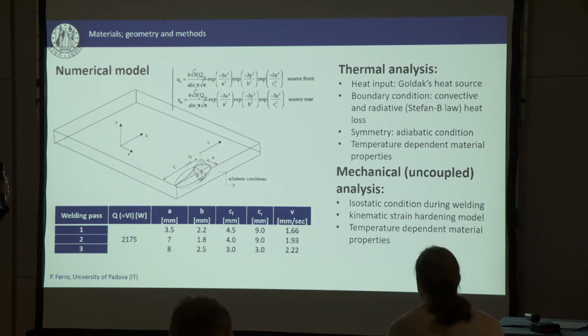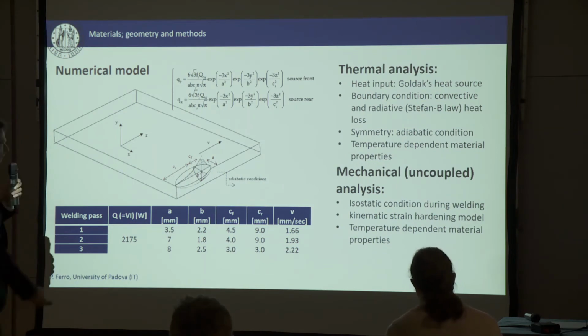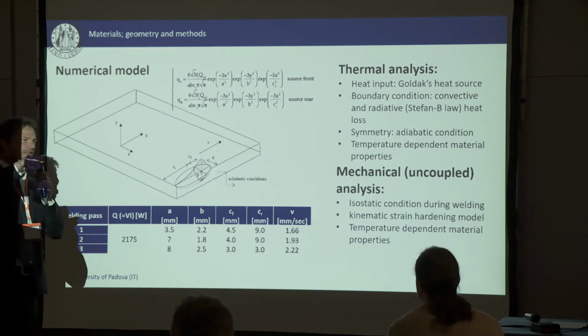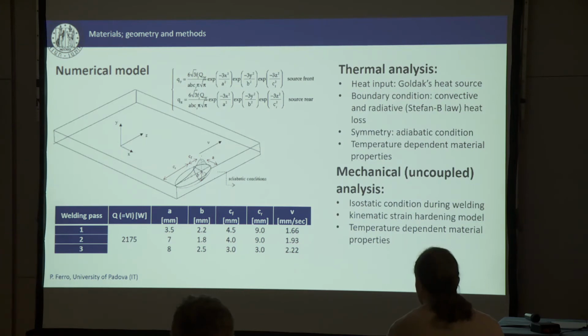For the mechanical analysis, we apply isostatic conditions during welding. For the constitutive model, we apply the kinematic strain hardening model and temperature-dependent material properties as well, as in the thermal analysis. What is important to say is that thermal analysis and mechanical analysis are uncoupled. So first, one has to simulate the thermal analysis, and then the temperature history at each node is applied to the model in order to calculate stress, strain, and the displacement of the nodes.